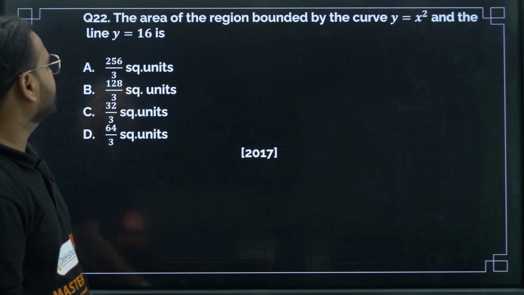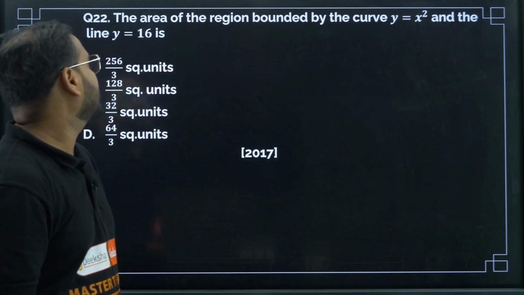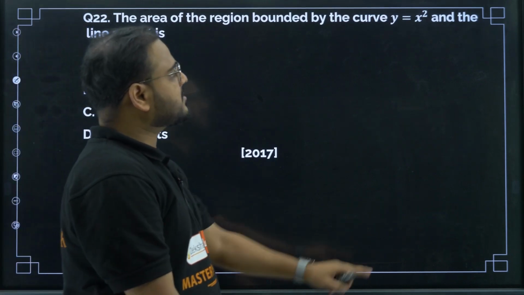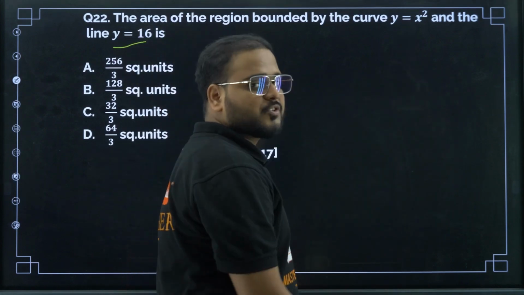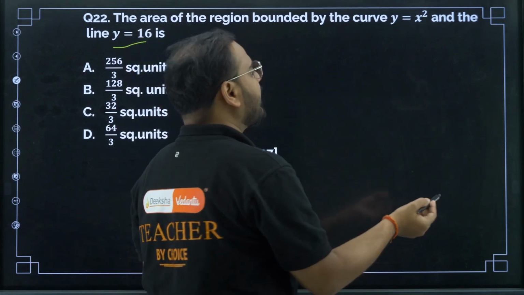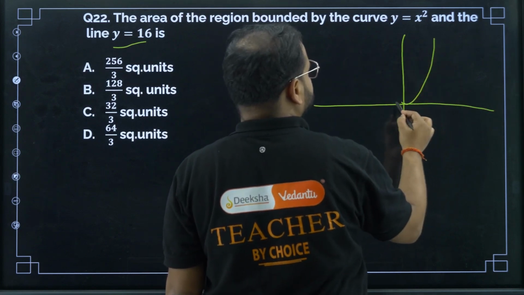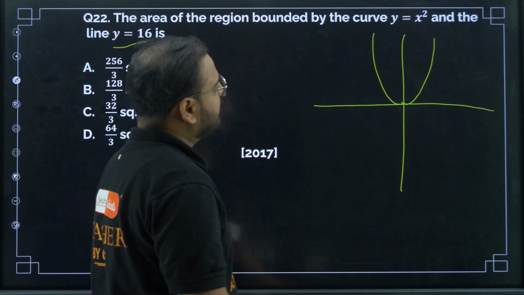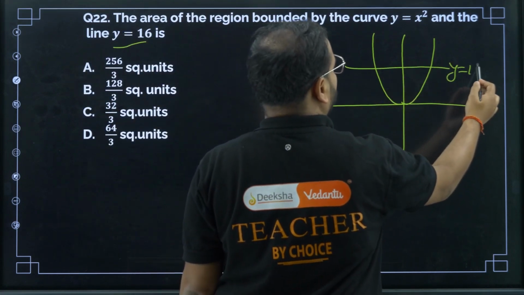Moving on to question number 22. Area of the region bounded by the curve y equals x square and the line y equals 16. So what is this curve? Parabola. What type of parabola? Upward parabola. How come, sir? Because square is on the x, so symmetric about y axis. I've talked about all of this in our chapter: symmetric points, symmetric curves. Symmetric about y axis, the line is y equal to 16 over here.